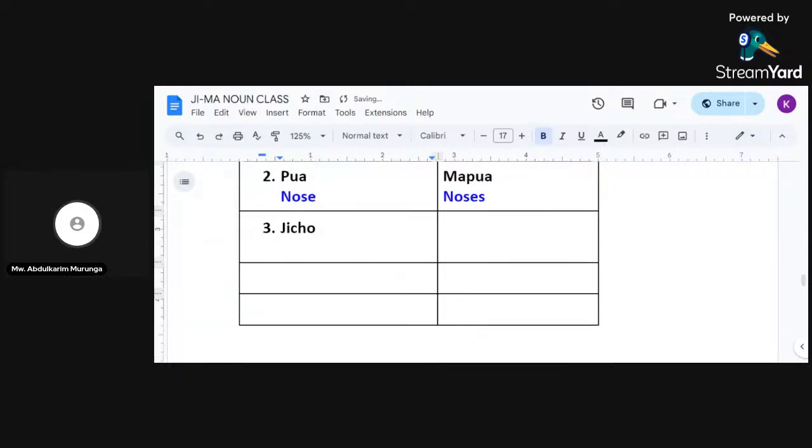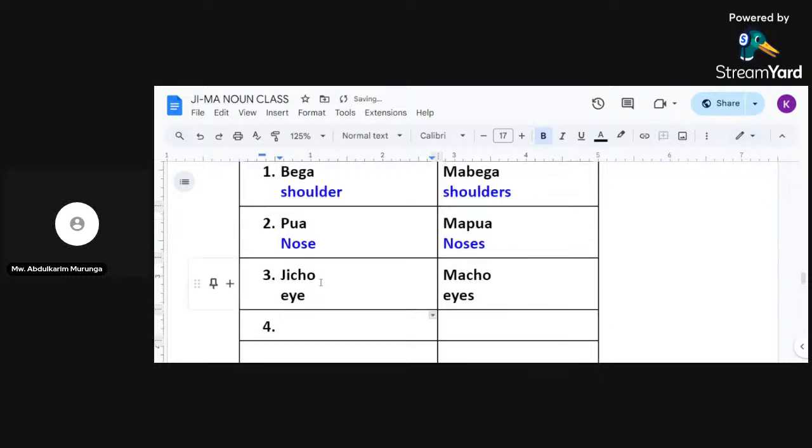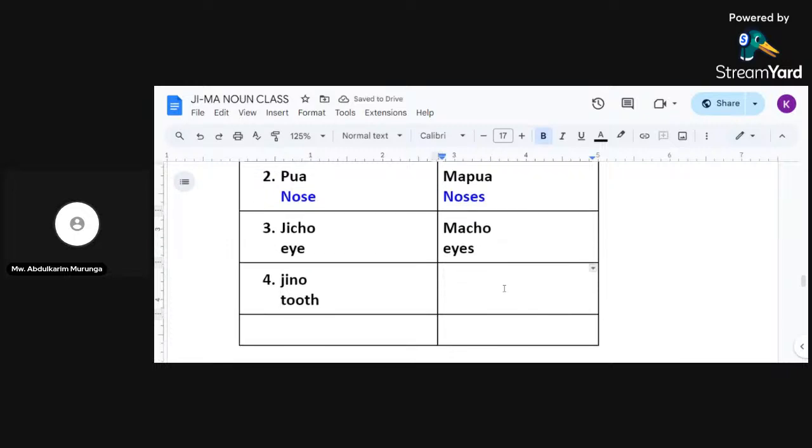Next one is jicho. Jicho is an eye. And if there are many, we say macho, which means eyes. Four, gino. Gino means tooth. And if there are many, we will say meno. Meno means teeth.